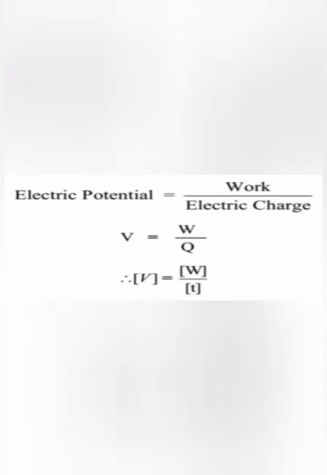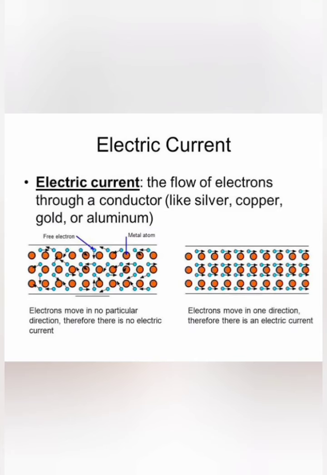Then the third one is electric current. What is electric current? The flow of free electrons in a metal. Metal is a good conductor of electricity. So the flow of free electrons in a metal is called electric current. We take it as a picture.